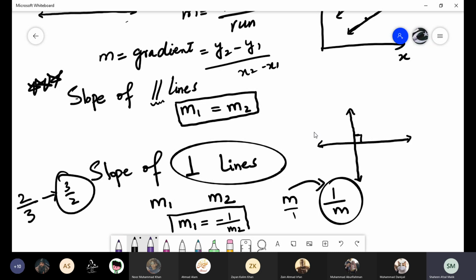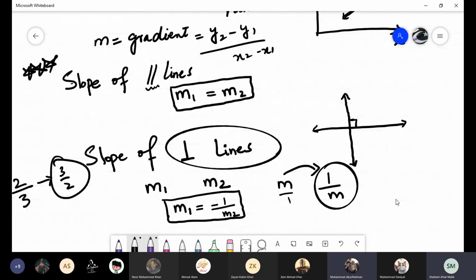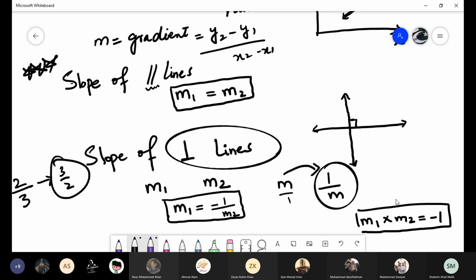This is the slope of a perpendicular line. Ma'am, but why will -1 come? When we take the product of the slopes, m1 multiplied by m2, if two lines are perpendicular to each other and we multiply their slopes, we get the answer -1. Now you understand?